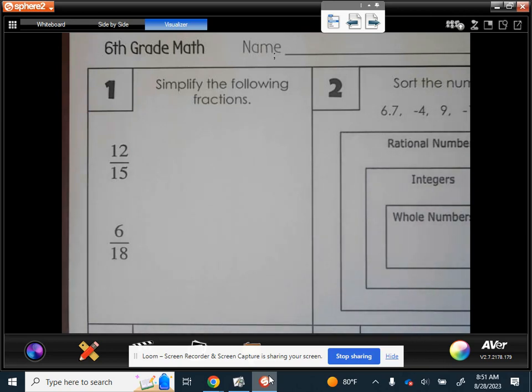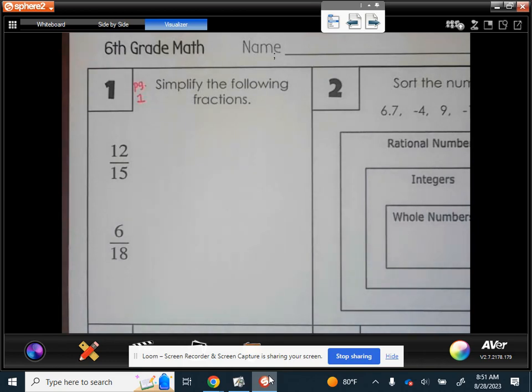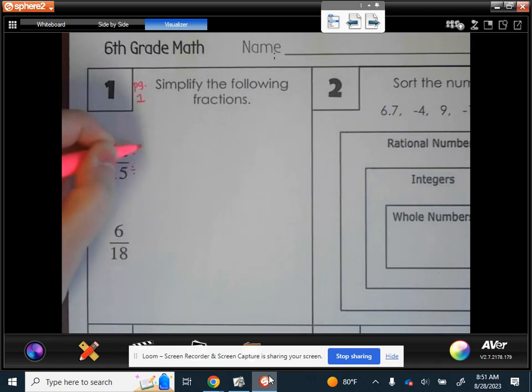So our first question is about simplifying fractions. And if you need to look back at this, this is on page 1 of your notebook. So remember that we simplify by dividing the top and the bottom number by the same thing. So for 12 and 15, I know I can divide 12 by 2 because it's even, but that's not going to work for 15 because it's not even. I know I can divide 15 by 5 because it ends in 5, but that's not going to work for 12. So the only thing I can divide both of these by is 3.